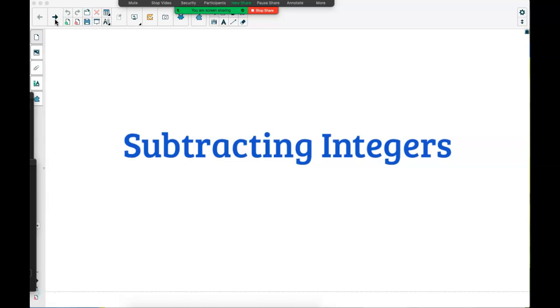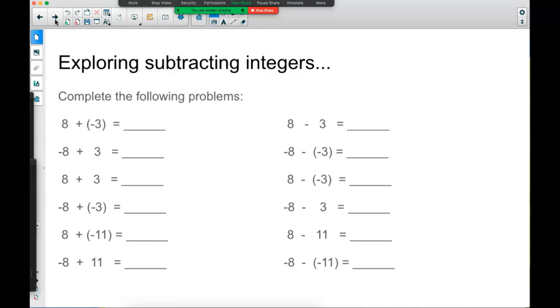Okay, so subtracting integers. Now, we're going to do a little bit first, and you don't have to write anything yet. Okay? Let's look at these problems over here.